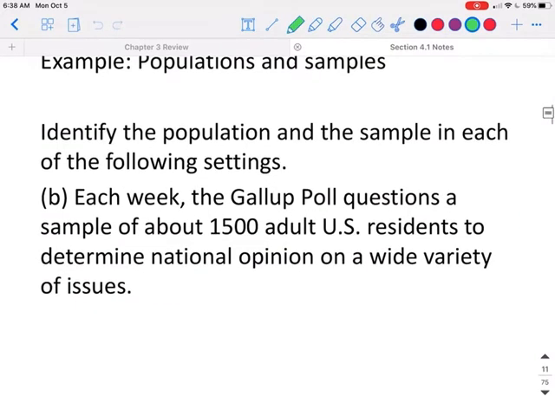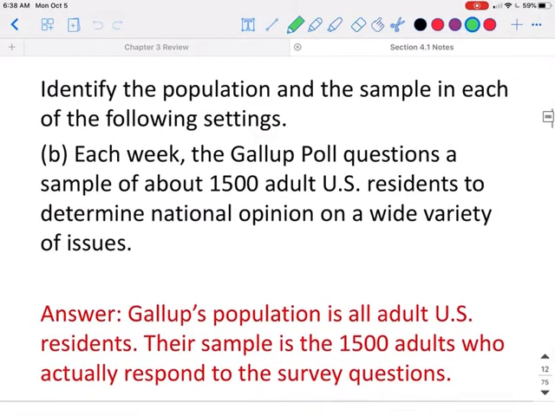Each week, the Gallup poll questions a sample of about 1,500 adult U.S. residents to determine national opinion on a wide variety of topics. In this case, the Gallup's population is all adult U.S. residents, and their sample is the 1,500 adults who actually respond to the survey questions.